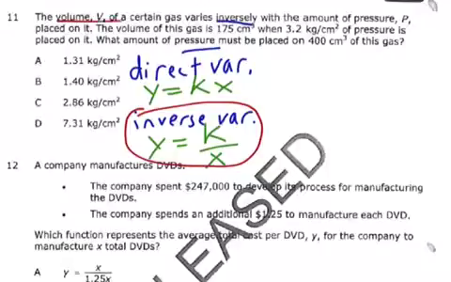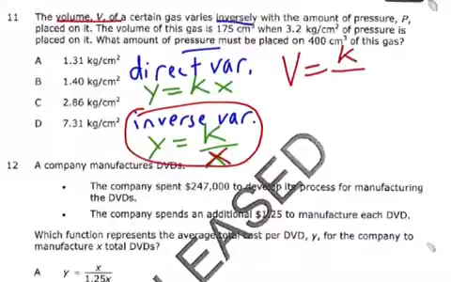The volume V, so instead of using a y, we're going to use a V. So I'm going to say V equals, varies inversely with the amount of pressure P placed on it. So there I'm going to write my constant K over, instead of writing an X, I'm going to write a P there, because it's inversely with the pressure. And then it tells us that the volume of the gas is 175.